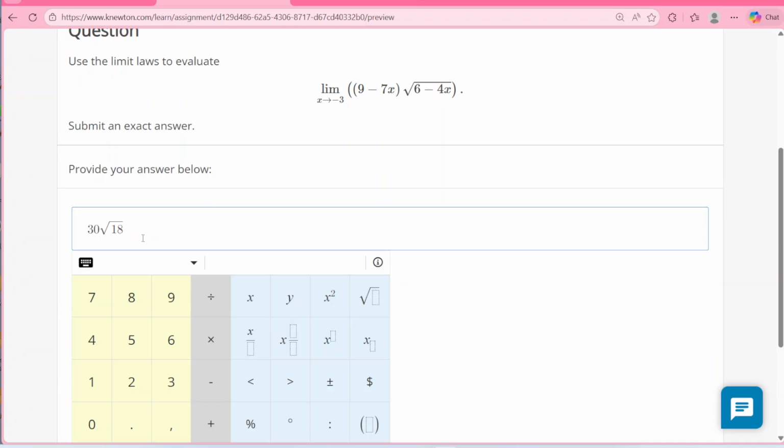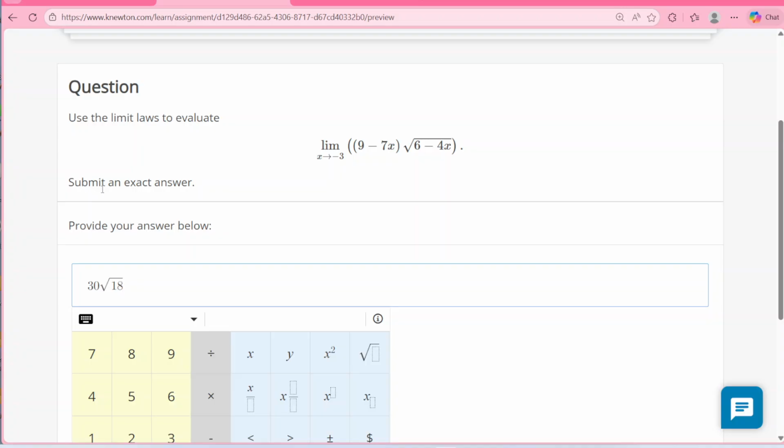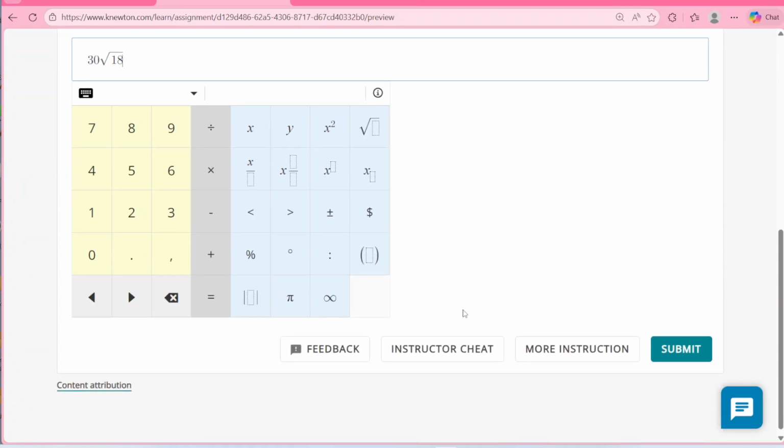So you're going to see that answer show up. But if it just says submit exact answer and there's nothing telling you to simplify completely, you don't have to put in a simplified answer. As long as what you put in is equivalent to the simplified answer, it should be accepted. So again, if I just substitute negative 3 here and simplify a little bit, we get 30 times the square root of 18, and that should be good.